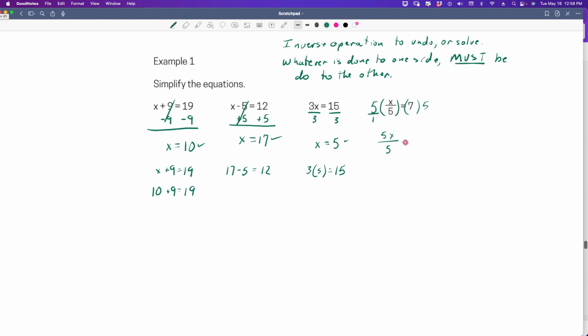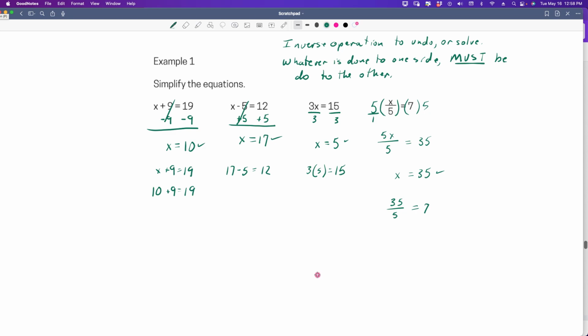The 5x over 5 is equal to 35, because 7 times 5 is 35. Well, 5 divided by 5 is 1, so that's 1x, so x is equal to 35. Is that correct? Well, let's see. Sub in 35 for the x: x divided by 5 is equal to 7. 35 divided by 5 is 7, so we know that this is correct.